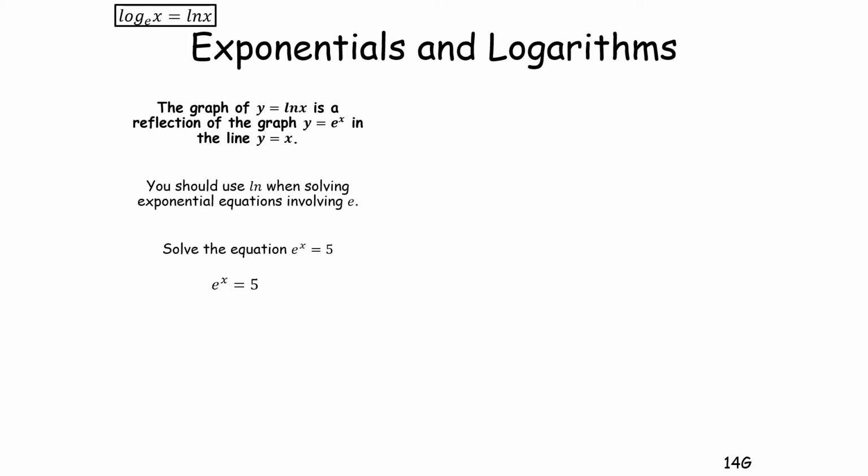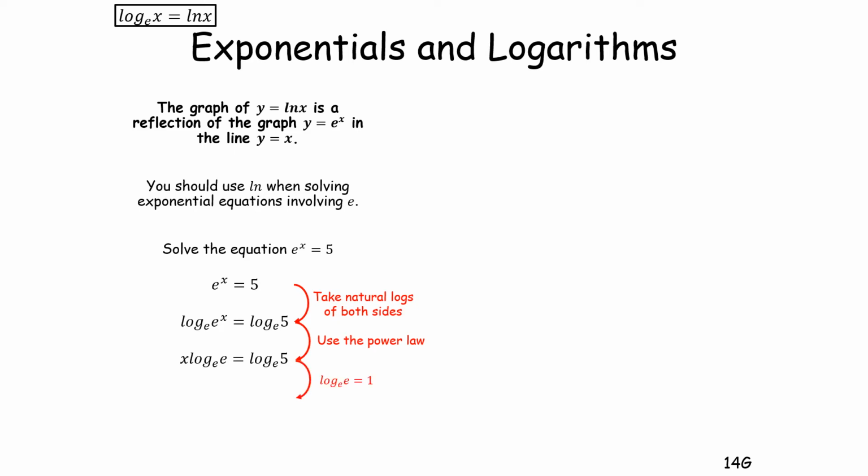So we said if e to the x equals 5, and we want to solve this, we could just take natural log on both sides. And remember, natural log is to the base e. Using the power law, we know this is just x log e equals log to the base e of 5. If you recall, if the base and the number are the same, then they make 1. So you could see it's actually x equals log to the base e of 5. So it is fine to leave your answer as exact values.